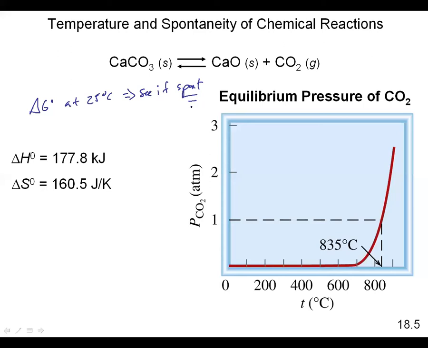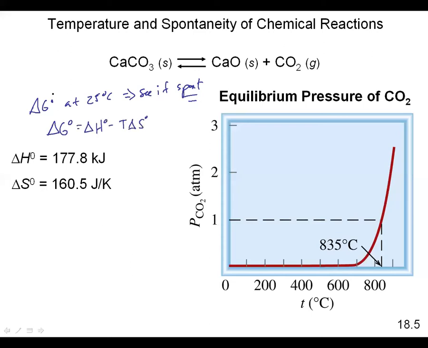All right, so let us take a look here. In this particular case, we are calculating the delta G, but we're given the delta H and delta S values. So this would be a situation where we would want to use the equation that we just saw, delta G naught equals delta H minus T delta S.